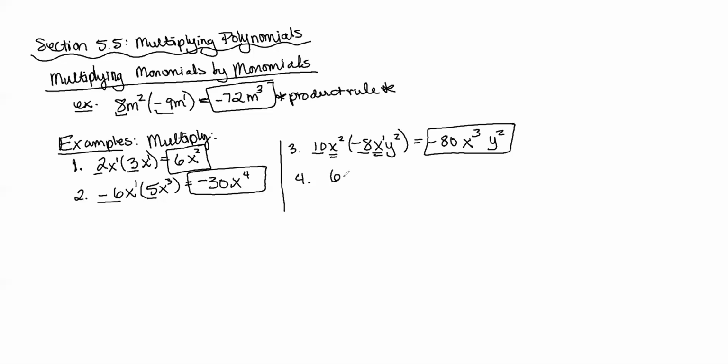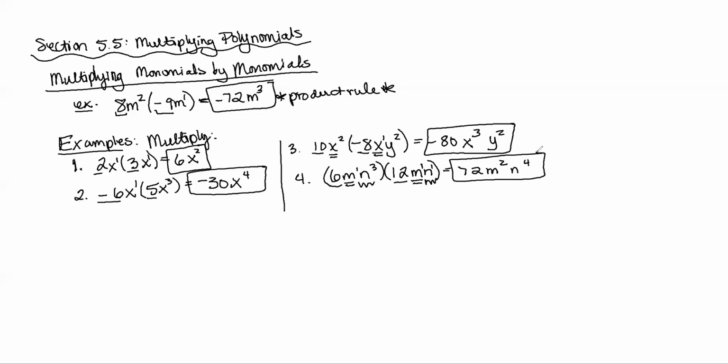So try this one, 6mn cubed times 12mn. Multiplying the like parts, 6 times 12 is 72. M times m is m squared, and we can add the 1s in here. And then n cubed times n is n to the fourth. Adding our exponents, multiplying the like parts. Okay, so that's what we do if we're multiplying monomials by monomials.